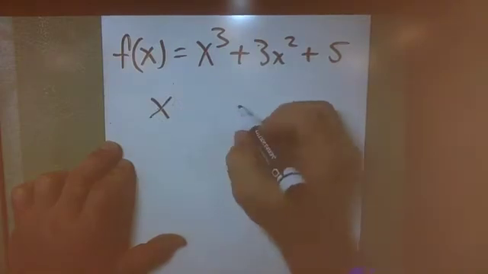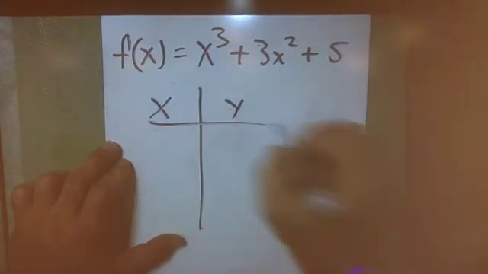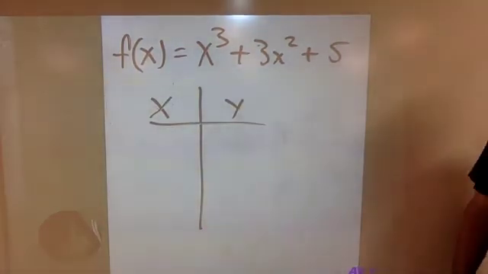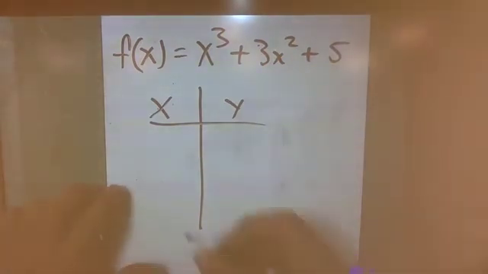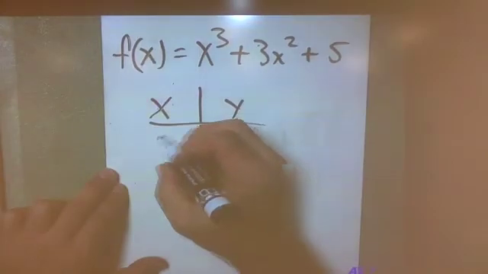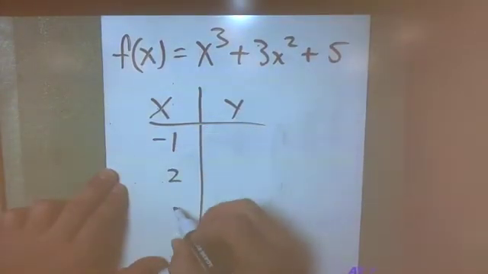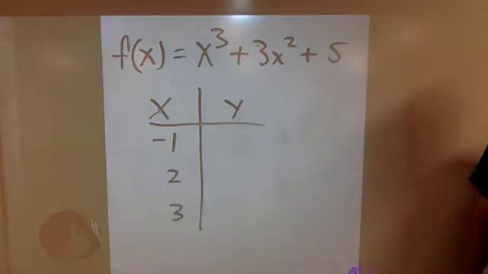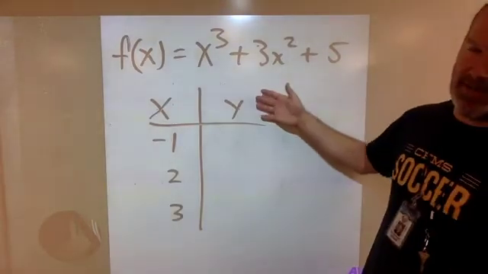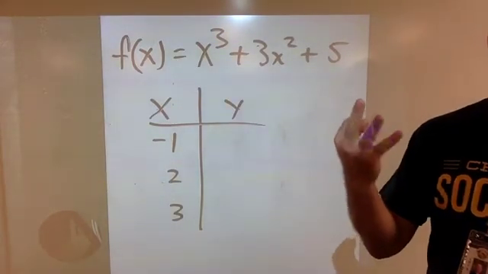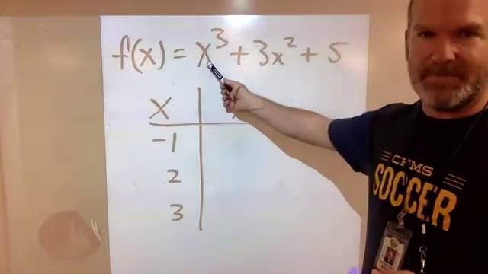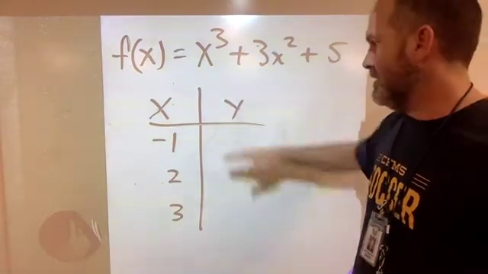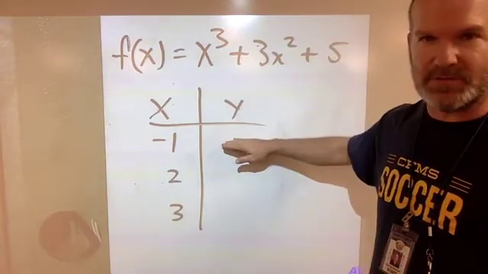If you have a table, like an input-output table, they're going to give you multiple values for x. So say they give you -1, 2, and 3. What they just did to you there was turn this one problem into 3 problems. So now you have to substitute in a -1, see what number you get, and put that in the y column right across from -1.